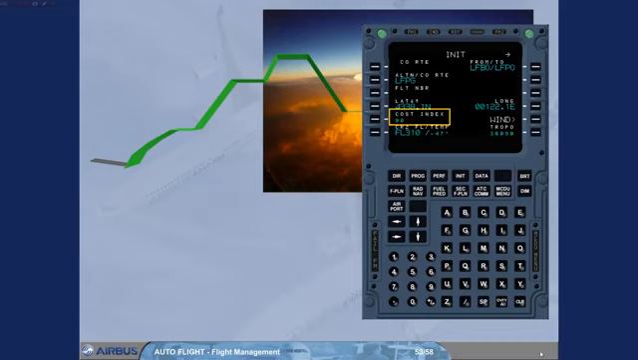Cost index, CI, is the ratio of flight time cost to fuel cost. It is used to compute the best econ speed, or Mach. CI equals 0 corresponds to minimum fuel consumption, or maxi range. CI equals 999 corresponds to minimum time.